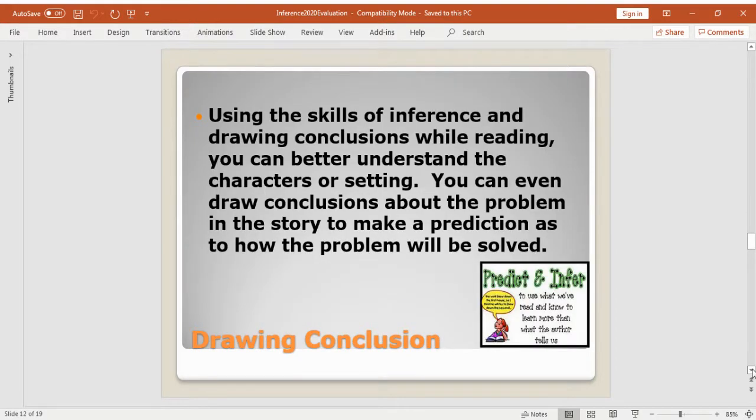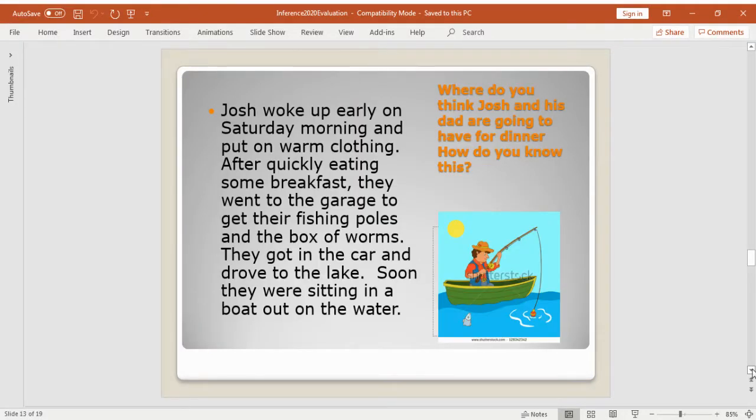Now we are going to practice. We are going to use skills to make inferences. When we use these skills, we will draw conclusions based upon details found within the text. Let's look at the first short passage. Josh woke up early on Saturday morning and put on warm clothing. After quickly eating some breakfast, they went to the garage to get their fishing poles and the box of worms. They got in the car and drove to the lake. Soon they were sitting in a boat out on the water.